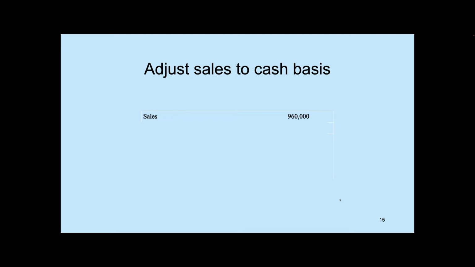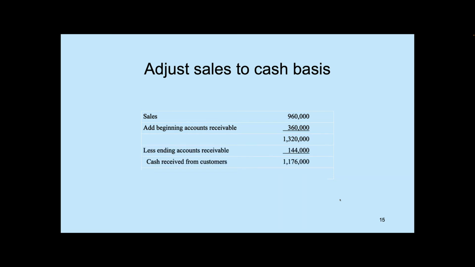So we have sales and we had our beginning accounts receivable. Let's assume, and if you assume this, you will get the right answer, that we collected the beginning accounts receivable, because that was sales that were made last year, but we're not collecting until this year. So our total that we could possibly have collected for sales is $1,320,000. This year's sales plus last year's accounts receivable. And then we subtract the accounts receivable at the end because we haven't collected that.